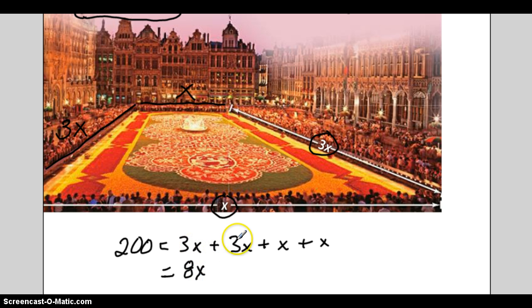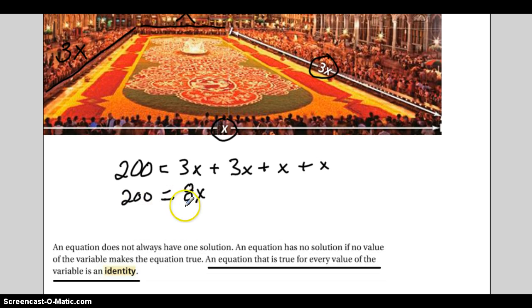Remember, you have 3x's here, 3x's here, and x here, and x here, for a total of 8x's. And 8 goes into 200 25 times. Therefore, this side is going to be 25. This side is going to be 25. And since this is 3 times as long, it's going to be 75 here and 75 here.